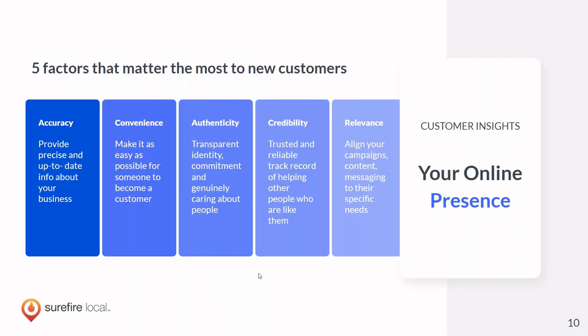Now, regardless, across all of your online presence, here are the 5 factors that we tell people they need to focus on. These are the 5 factors that matter the most to new customers. So when you're trying to attract new business, here is your checklist of how you want to start. Accuracy: provide precise, up-to-date info about your business. I have said that already a few times, and I'm probably going to say it a few more times throughout the course of this session.